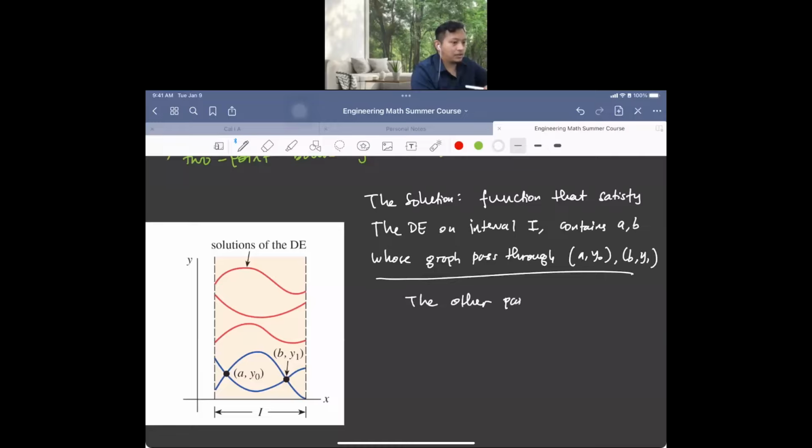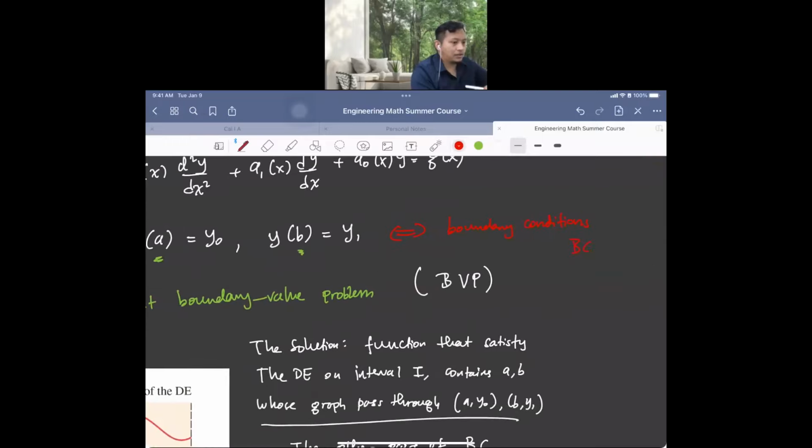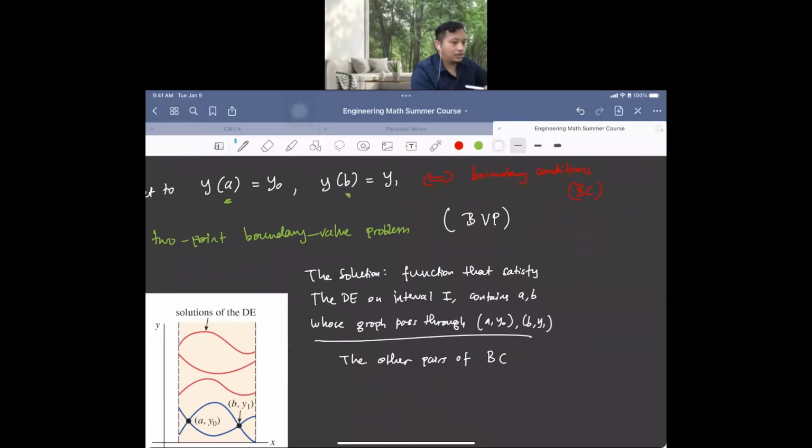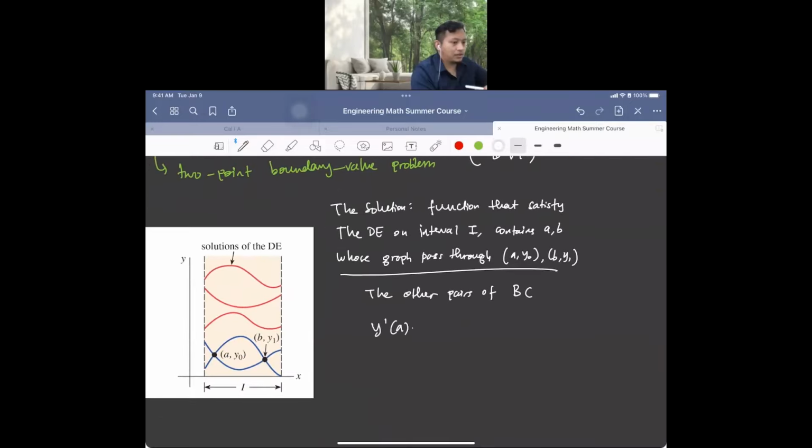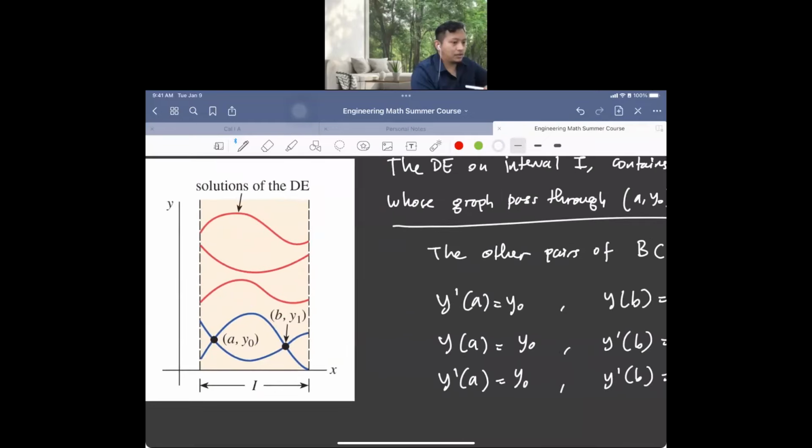So the other pairs of boundary conditions, the BC. The other pairs are: we have y prime a, that's possible, y(b) equals y1, y(a) equals y0, y prime b equals y1, and y prime a and y prime b. All these are boundary conditions.